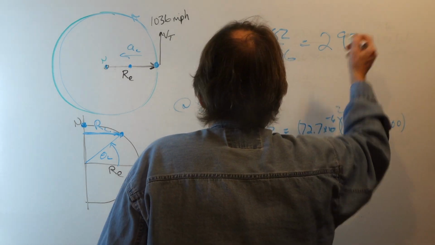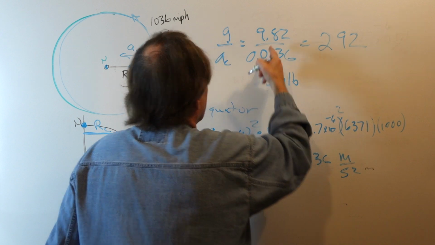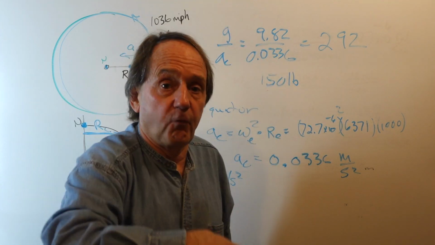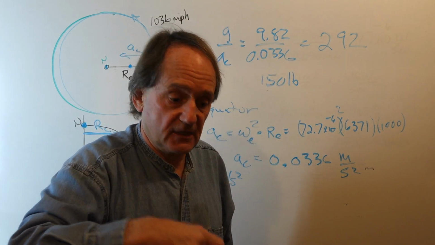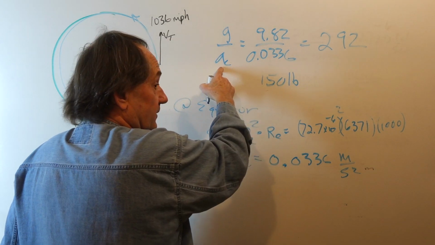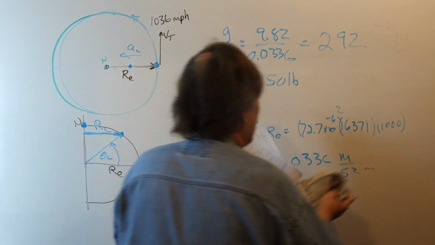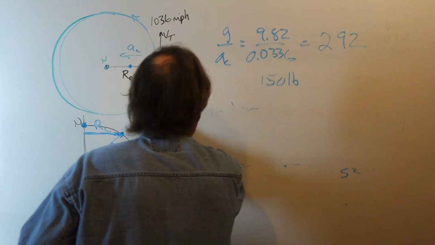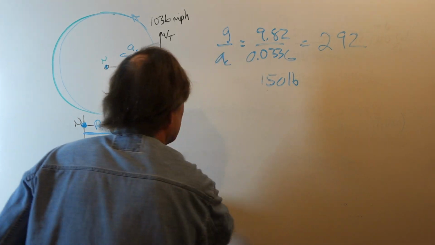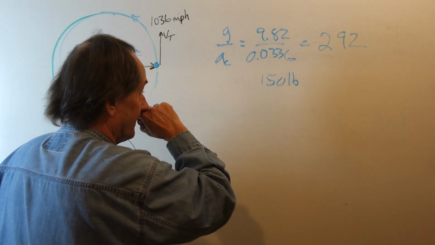Well, for a 150-pound man, for that force that you're experiencing on a scale at the equator, the force that you're going to feel tending to throw you off the surface of the Earth, the centrifugal force, remember, is equal to the centripetal force.